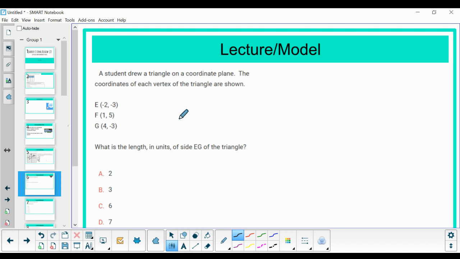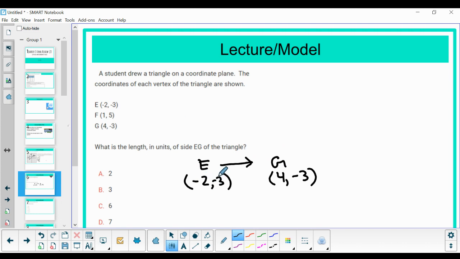A student drew another triangle on the coordinate plane. The coordinates are shown. What is the length of side EG of the triangle? So we want to go from point E to point G. Point E is at negative 2, 3. Point G is at 4, negative 3.